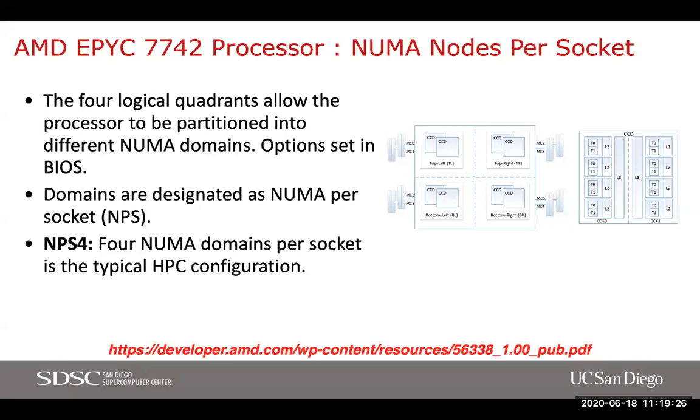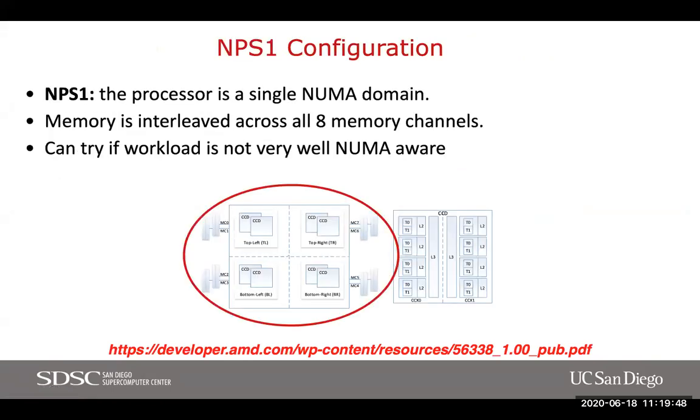These domains are designated as NUMA per socket. So NPS 4 would mean 4 NUMA domains per socket. That's the quadrant I was talking about. So you would have two CCDs in each quadrant, that's 16 cores and the 2 memory channels. And then how you manage the NUMA domains goes next.